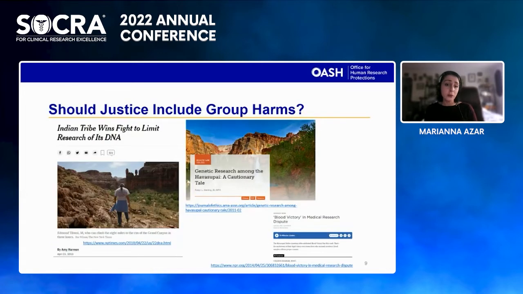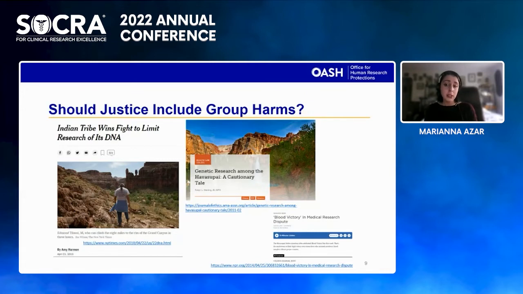Now, another major shift in the way that we think about and apply the principle of justice in research-related harms stems from the growing attention to the concept of group harm and the question of whether research studies should not lead to harms to identified groups because of participation of their individual members.